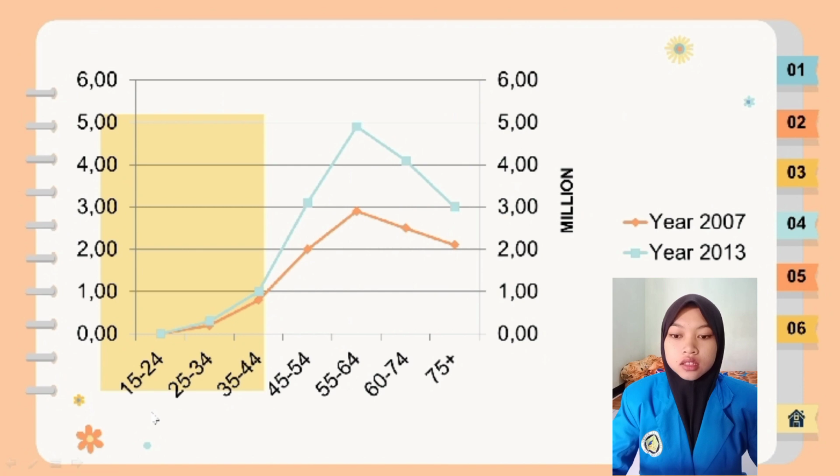Then at the age of 60 to 74, in the year 2007, there were as many as 2.50 million souls, whereas in the year 2013, 4 million souls. And lastly, at the age of 75 and above, there were approximately 2.10 million souls in the year 2007, while in the year 2013, there were as many as 30 million inhabitants.